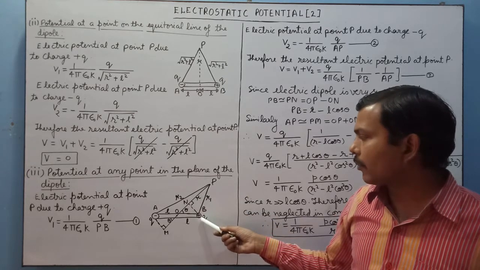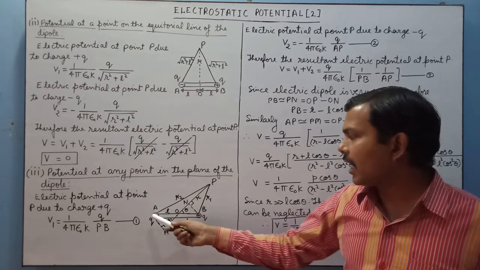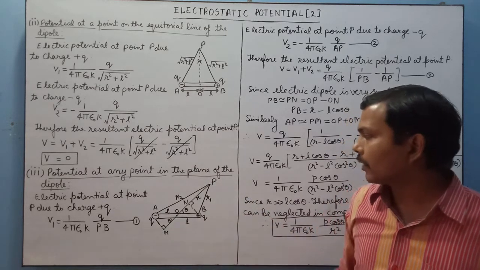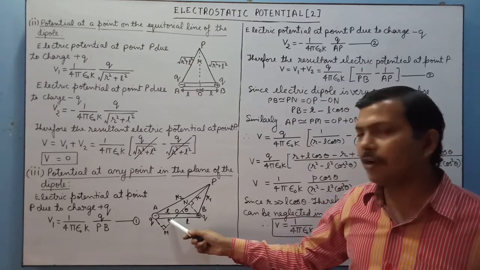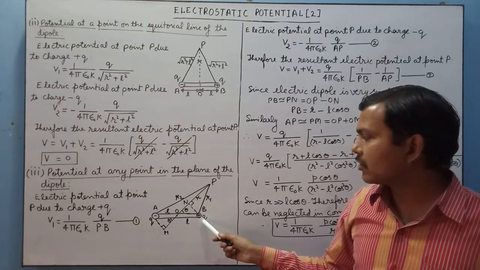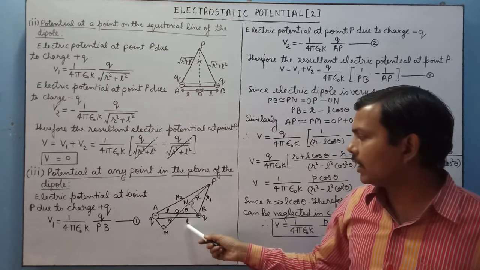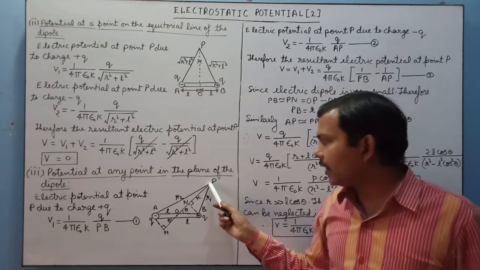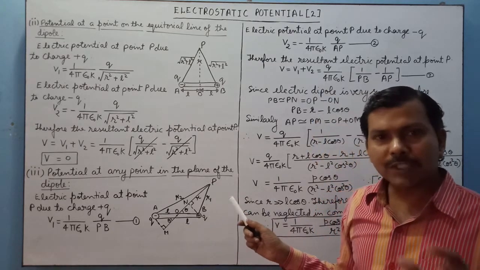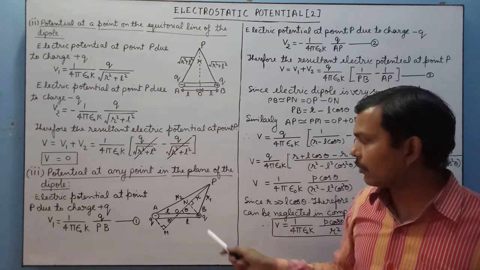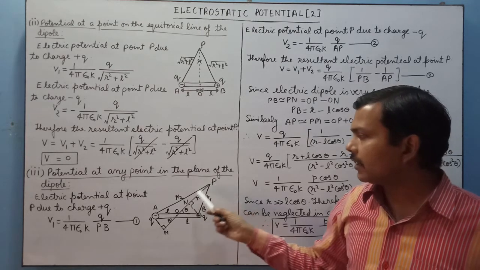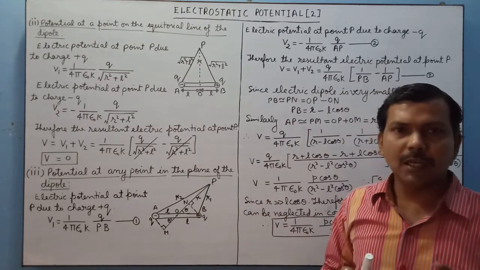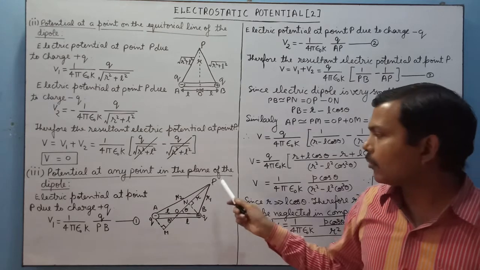I have drawn these perpendiculars BN and AM on this line PM. This angle is theta, so this angle will also be theta, and the distance of each charge from the center of the dipole is small l. Now we want to determine the electric potential at point P. Here also we have to adopt the same procedure. First we will determine the electric potential due to charge plus q at point P, then due to the minus charge at point P, and then we add both these potentials to get the resultant potential at point P due to this electric dipole.